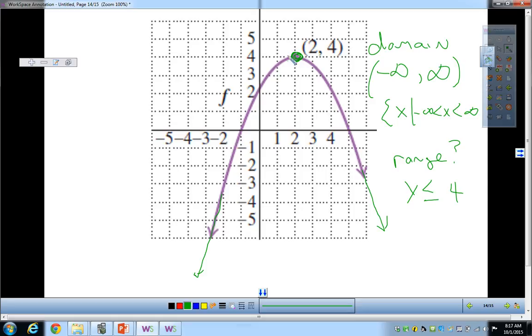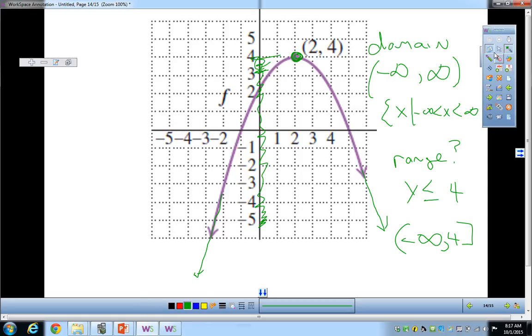So if I were to project the shadow of this thing, it would land from here down, right? Y is less than or equal to 4. Or you could say negative infinity up until I get to 4, close bracket, curly bracket, the end. Okay?